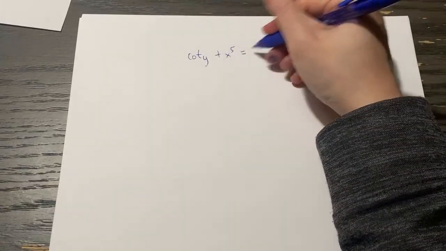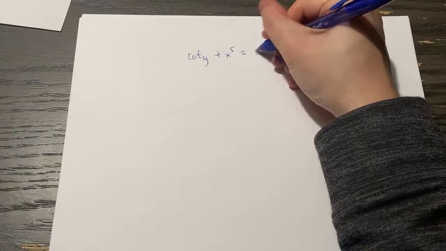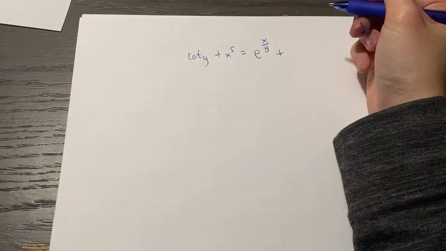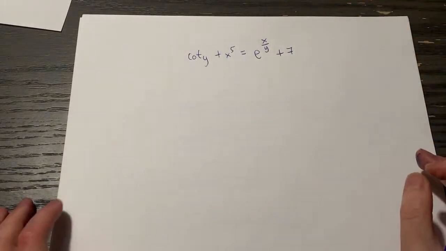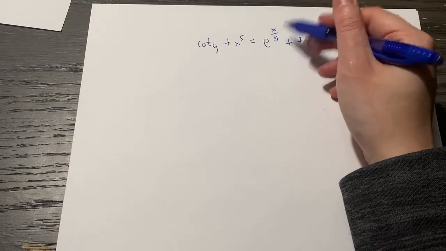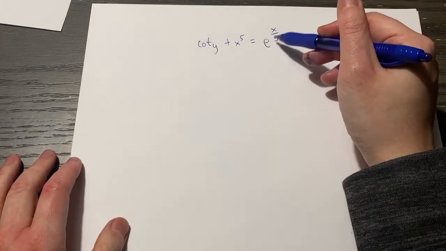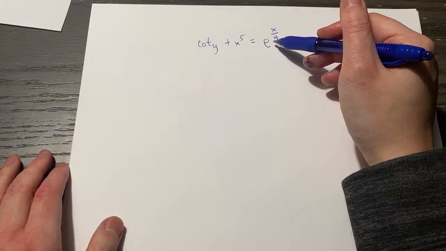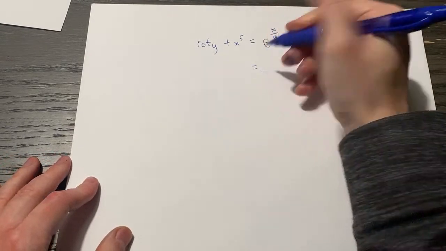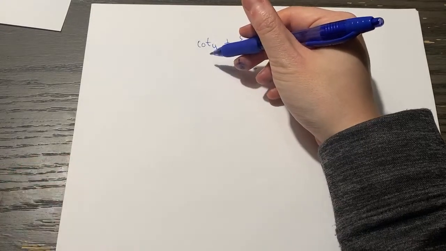And then the reason why this question is hard is we are going to do e x over y. And then we're going to add 7. Quotient rule is just way worse than product rule, so the e to the x over y is what makes this a little annoying. But I'm going to start off with derivative. Cotan's derivative, if you don't remember, is negative cosecant squared.